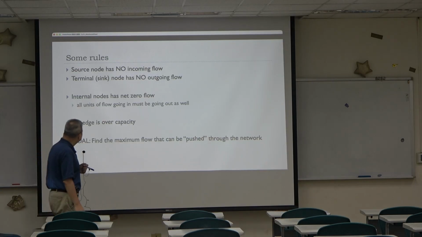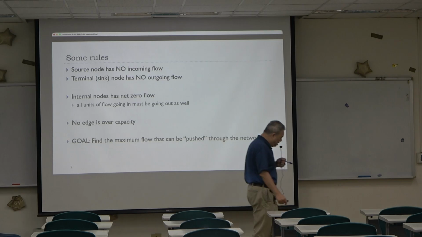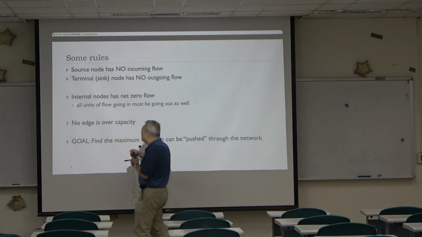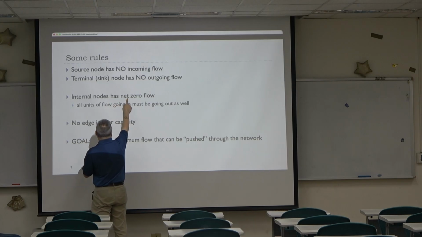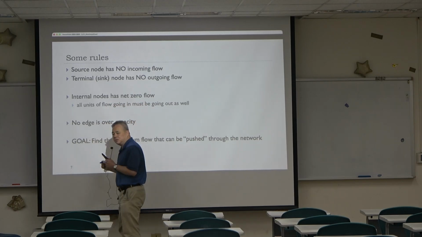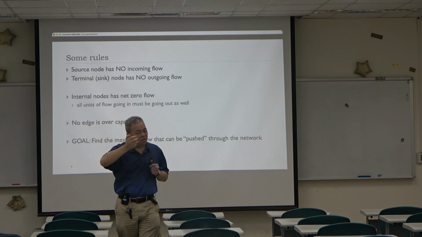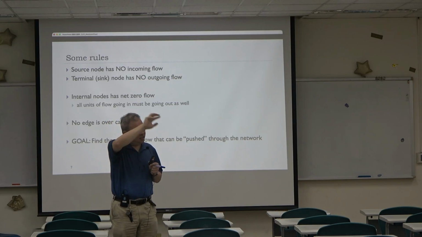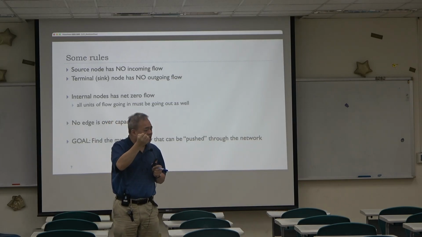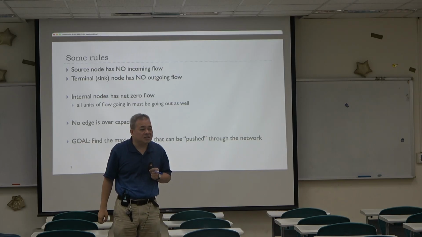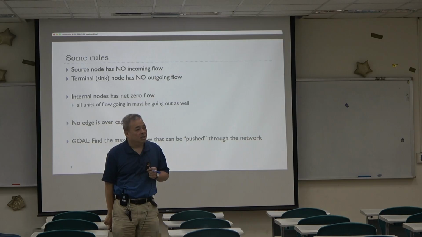But for all the other nodes, this is important. The internal nodes have net zero flow. So when you inject the flow into this network, any node inside the network, the incoming flow should be the same as the outgoing flow. This is obvious, right? Think about that. If not, what happens?